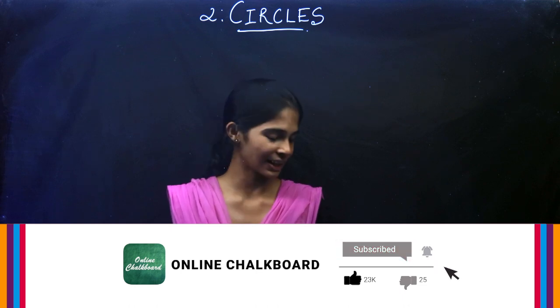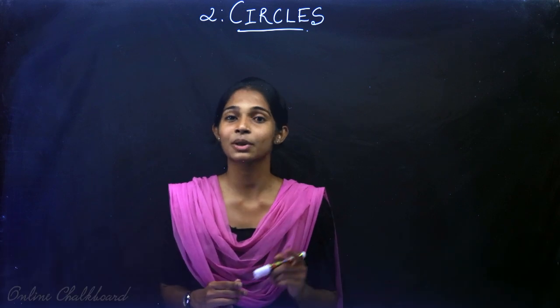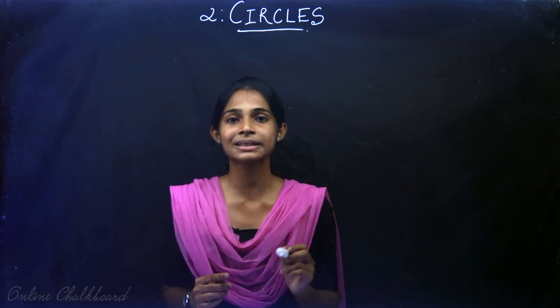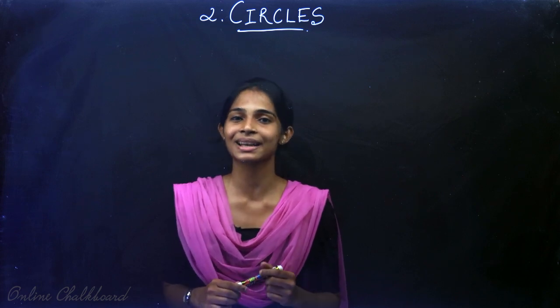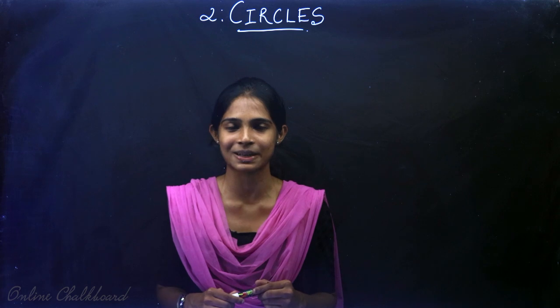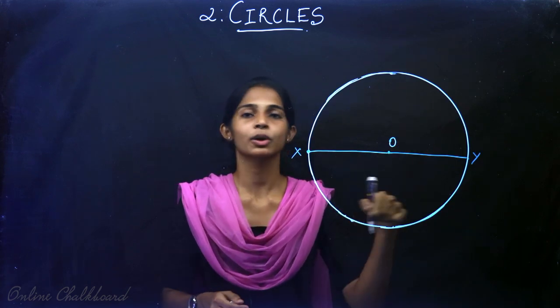What did we do in the last class? We covered the diameter and the angle formed on a semicircle. This is a circle and an angle.